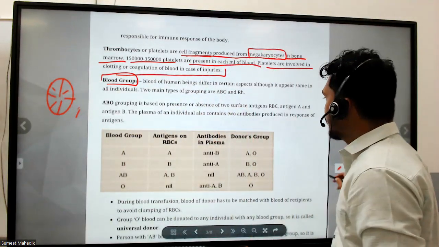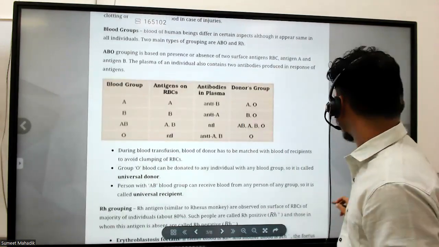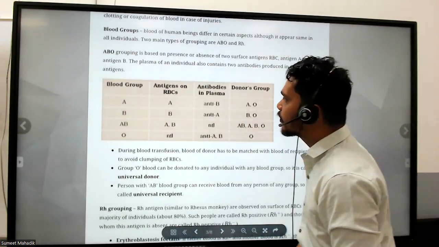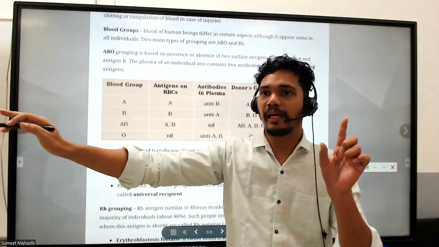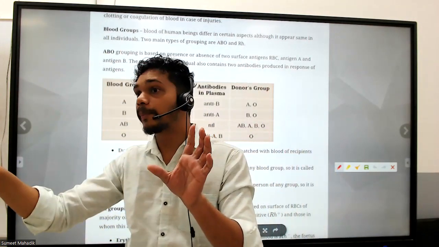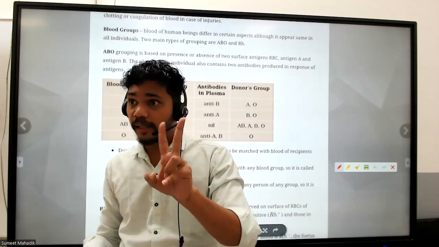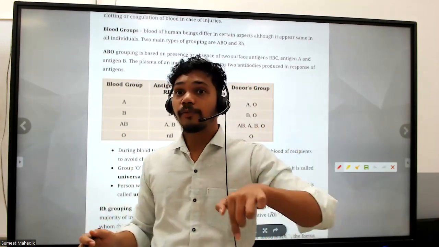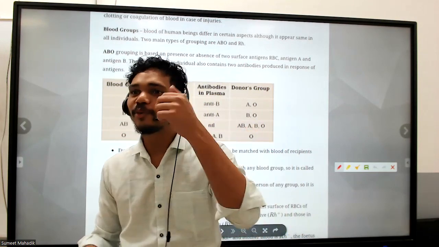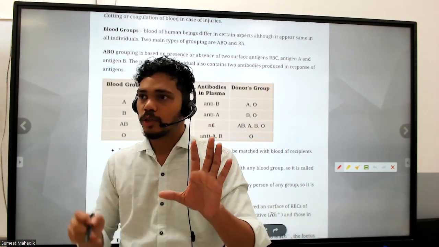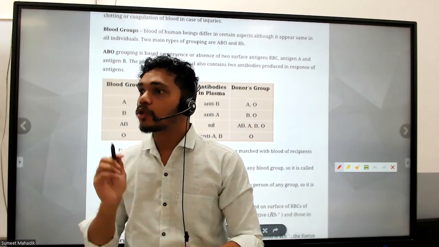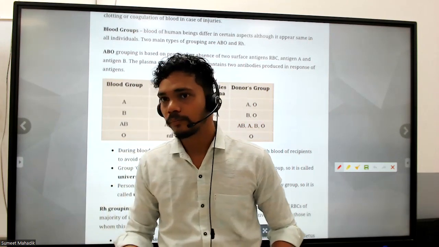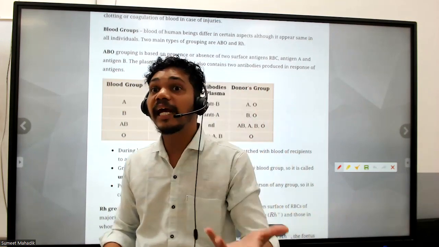Now we're going to talk about the blood groups, and they are very interesting to understand. If we have antigen A on the RBC, the blood group will be A. Antigen B, blood group B. Both antigens A and B, blood group AB. And if there is no antigen at all, so it's zero. That is O. O is the donor. Why is it a donor? Because it does not have any antigen.